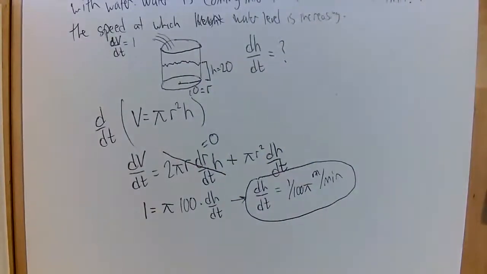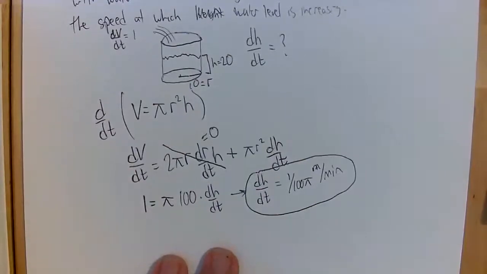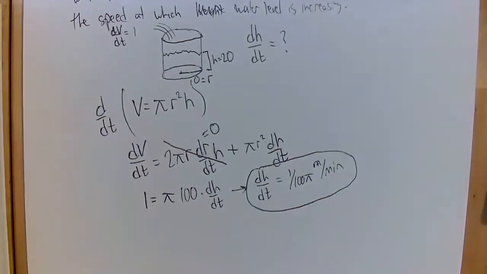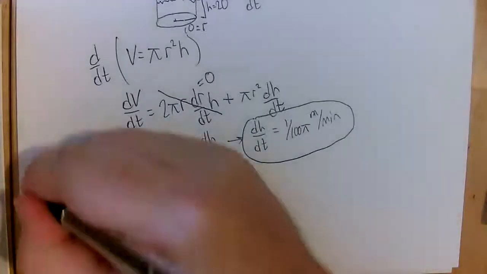And sometimes with these problems, you may have superfluous information that doesn't actually help you. But it's still good to keep record of it just in case it may help. But anyways, we found what we were looking for. The rate of change of our height is pretty slow. It's 1 over 100 pi meters per minute. All right, so that's one example. Let's move on to another example here.